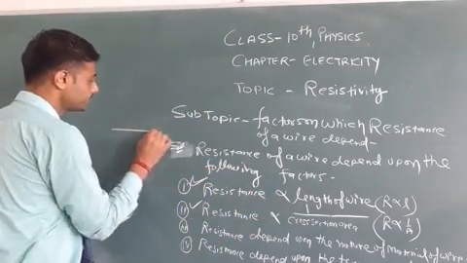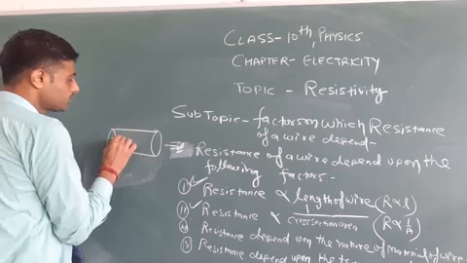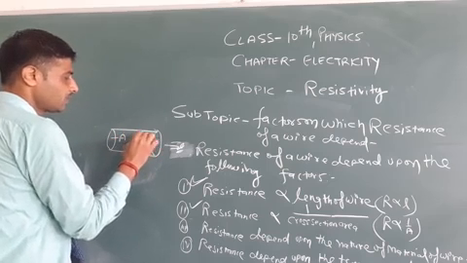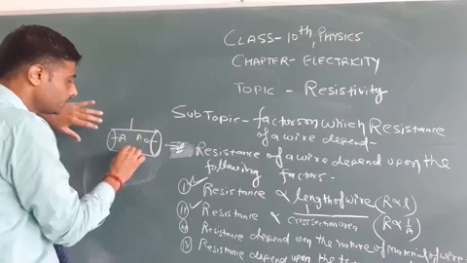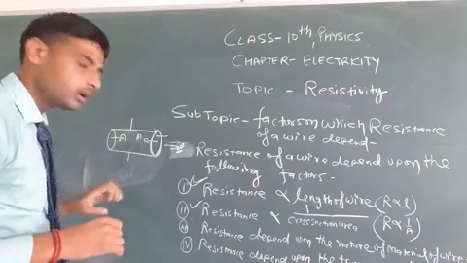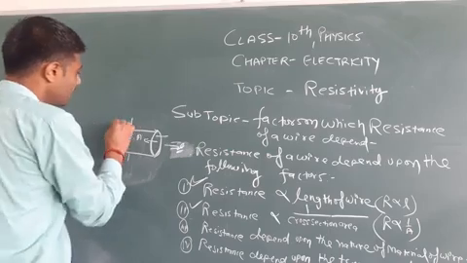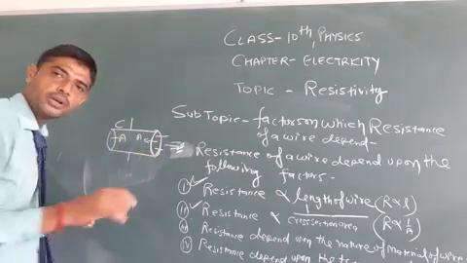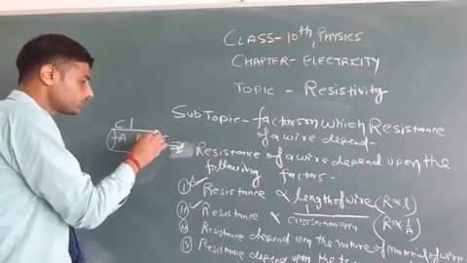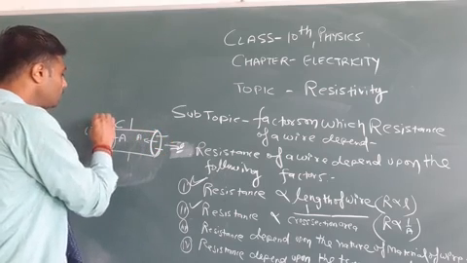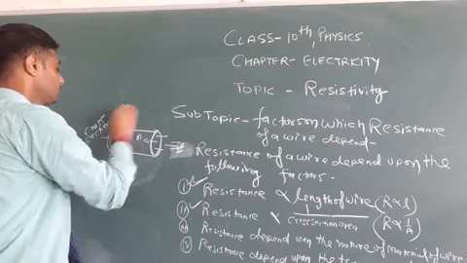It means if this is a wire and this is the cross section area, this is known as cross section area. This is cross section area, this is cross section area, and this is total surface area. The combination of curved surface area and cross section area is known as total surface area. So we have to discuss only the cross section area. This cross section area. Clear?